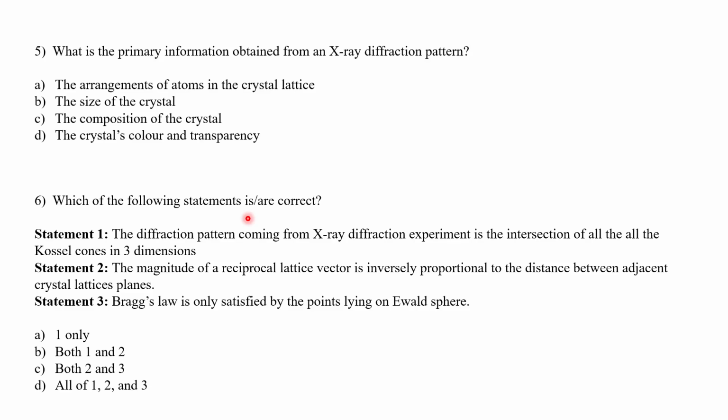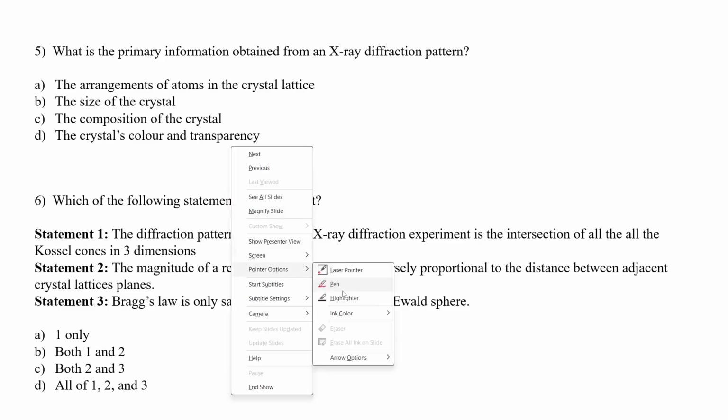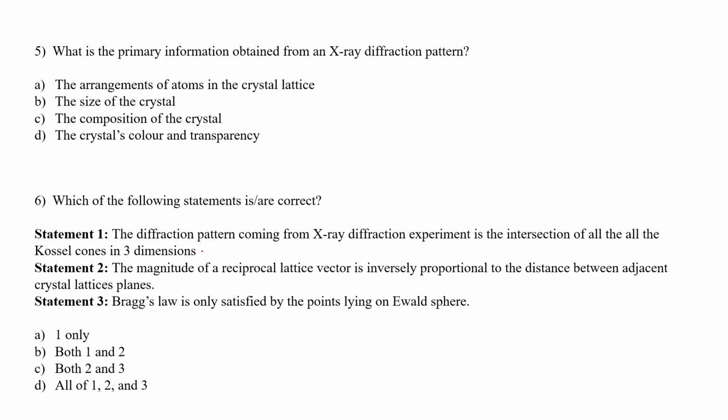This statement is completely correct. I will just repeat this statement, which says that the diffraction pattern coming from an X-ray diffraction experiment is the intersection of all of the causal cones in the 3 dimensions. This is completely correct. Statement 2 says that the magnitude of the reciprocal lattice vector is inversely proportional to the distance between the adjacent crystal planes.